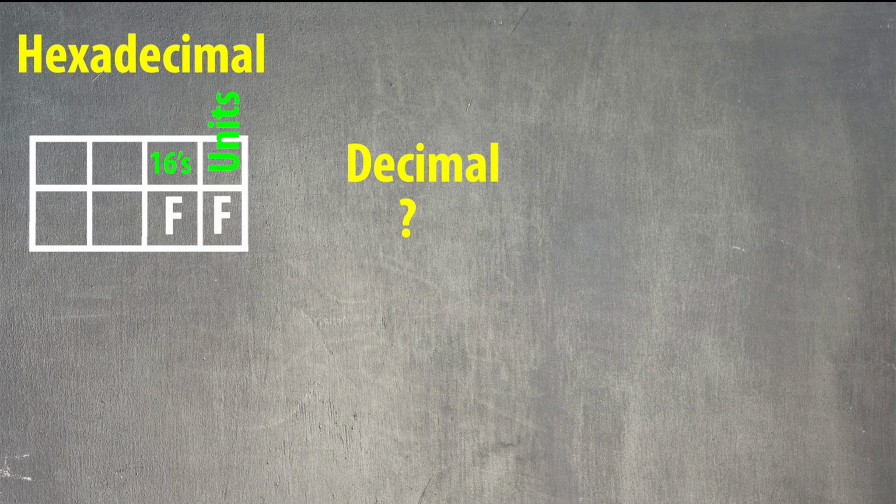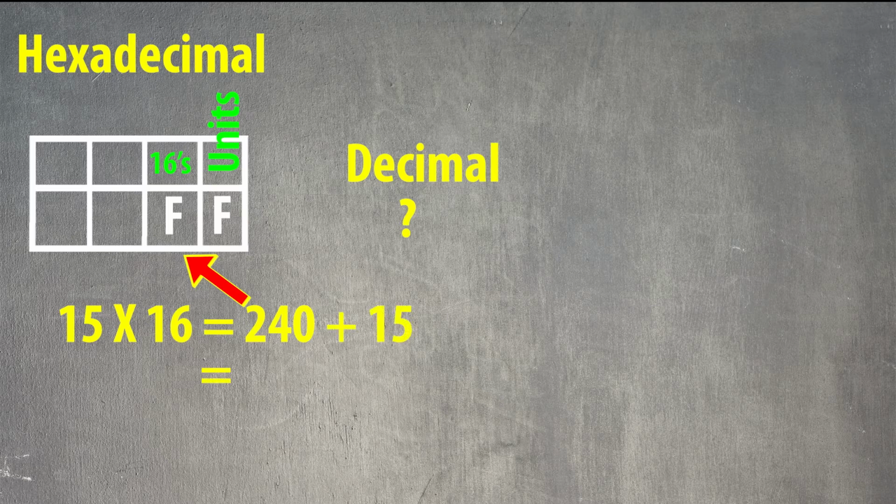F is decimal 15. So we have 15 16s, which is 240 decimal. We have F units, which is 15. So 240 plus 15 is 255 decimal. Wow, that's the same as the max value of a byte. Who'd have thunk it? And that's no coincidence. Hex was created so that it was easier to convert numbers into binary and vice versa. Well, at least that's one of the reasons.